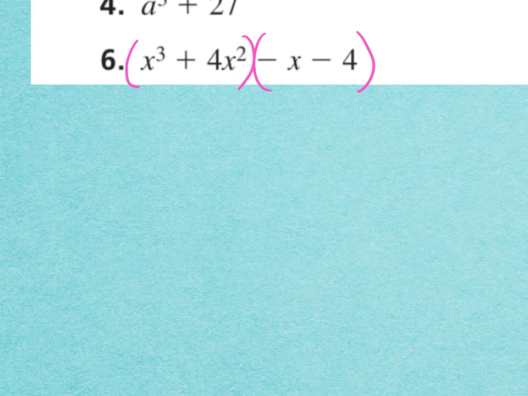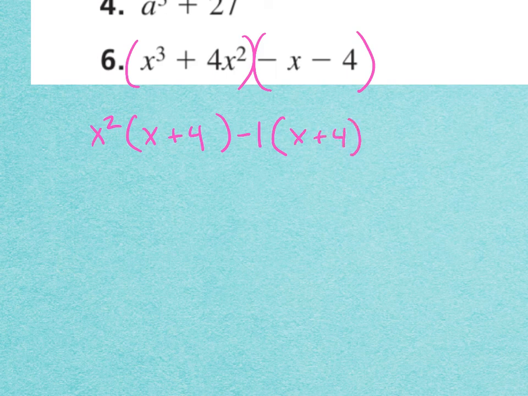What do we have in common in our first 2 terms? X squared. So then what are we left with when we take out an x squared? X plus 4. What do we have in common in our second parentheses? Negative 1. Perfect. So we take out a negative 1. What are we left with? X plus 4. Awesome. We needed the same thing in our first parentheses as we have in our second parentheses. So we're good. We absolutely have to have the same thing in our parentheses for this to work.